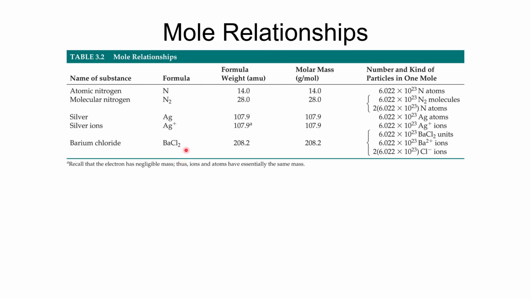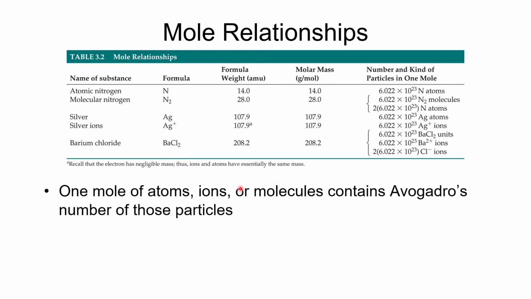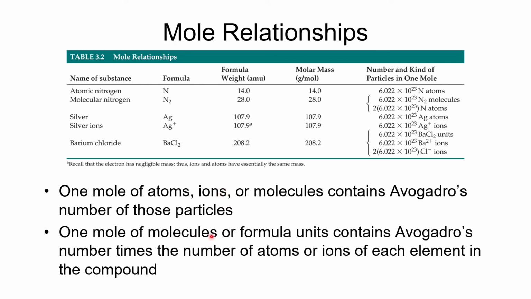And then the other thing is that you can measure this for ionic compounds. You can measure it for any kind of compound. It can be any particles, really. And so that is what we mean by Avogadro's number. And in fact, 1 mole of molecules or formula units contains Avogadro's number times the number of atoms or ions in each element of that compound.